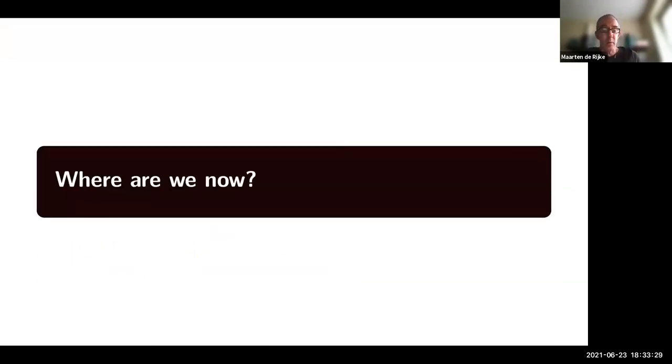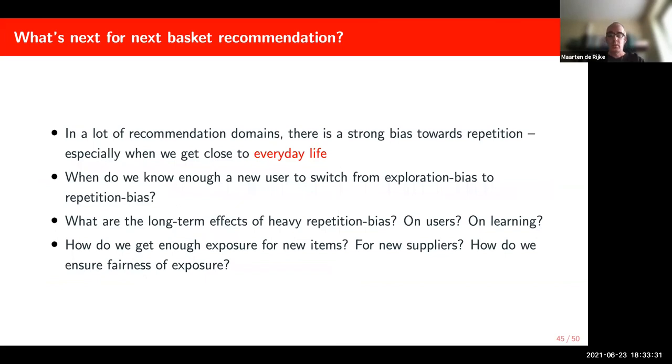So where are we now? Well, certainly learning this first lesson and using that first lesson. If we're in a recommendation scenario that's fairly close to everyday life, everyday behavior, so not once a year events, but way more frequent than that, there is a super strong bias towards repetition that we all display. And so in a recommendation setting, we should use that.